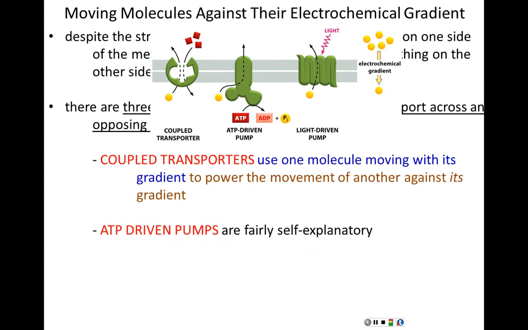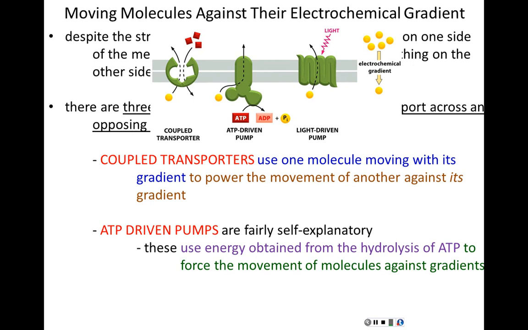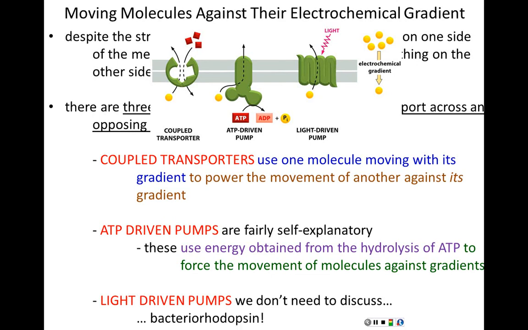The second class, or second strategy, for pumping things against their electrochemical gradient are ATP-driven pumps. This is pretty self-explanatory, I think. These pumps use the energy of ATP, and more specifically the energy derived by hydrolyzing ATP, to provide the energy for forcing the movement of molecules against their gradients. The third strategy are light-driven pumps. These are pumps that derive energy from light itself and use that light-captured energy to pump molecules against their electrochemical gradient. And we don't need to discuss this one because of bacteriorhodopsin. We went into some great detail on this mechanism in our last lecture, and so bacteriorhodopsin is the perfect example of a light-driven pump.